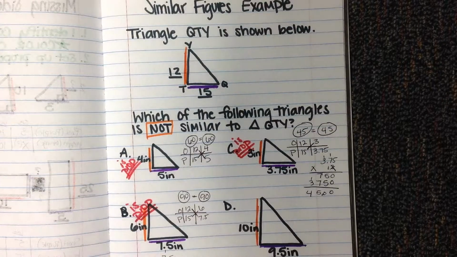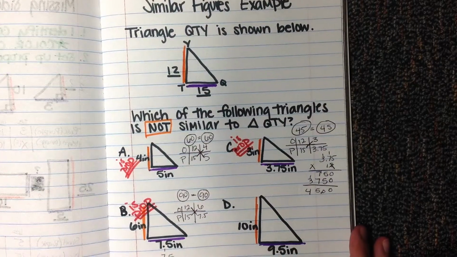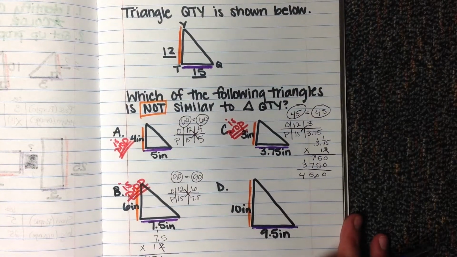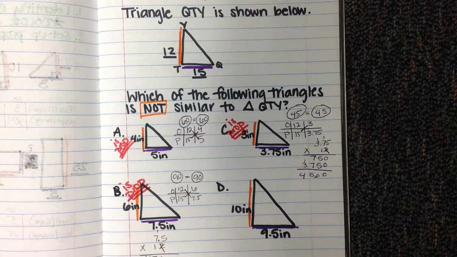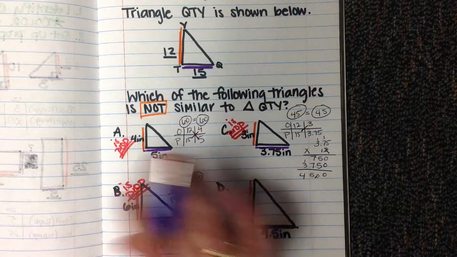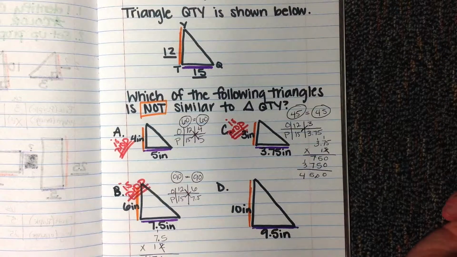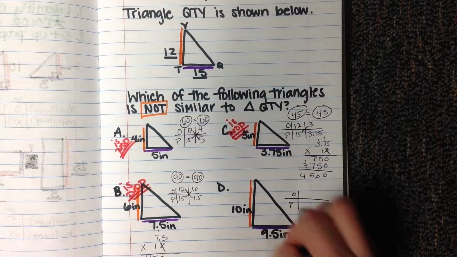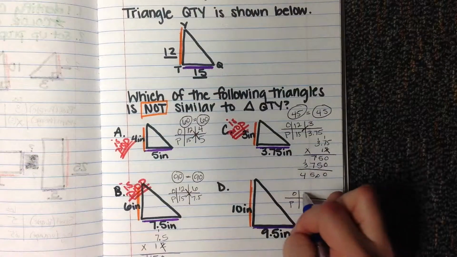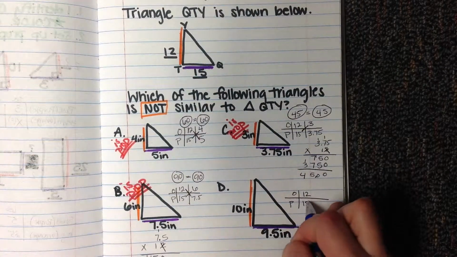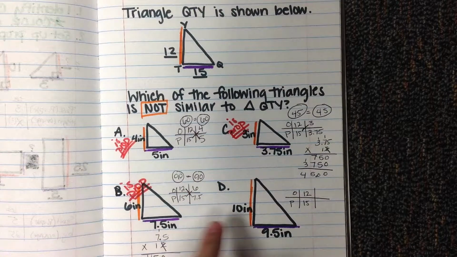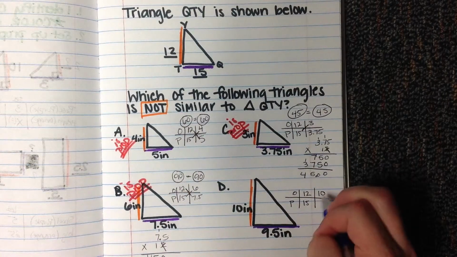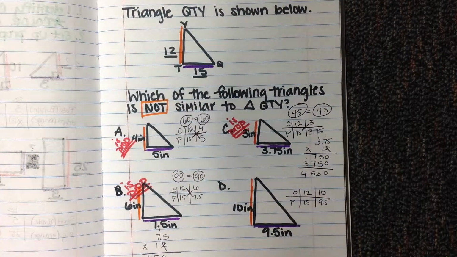Now, I'm still going to figure out D because I'm not satisfied. I don't trust myself enough to say that I'll never ever make a mistake. And I could have missed one of these. So let's check D too, just to make sure. I'm comparing orange to purple. In my original problem, orange is 12, purple is 15. Orange here is going to be 10, and purple is 9.5.